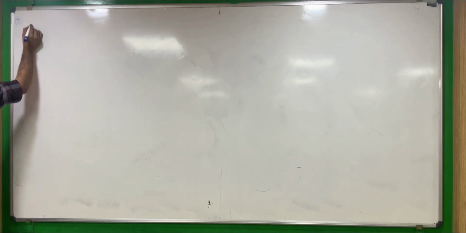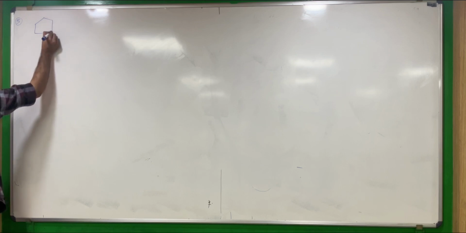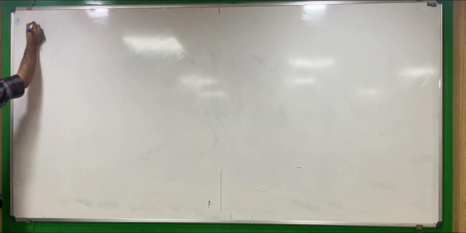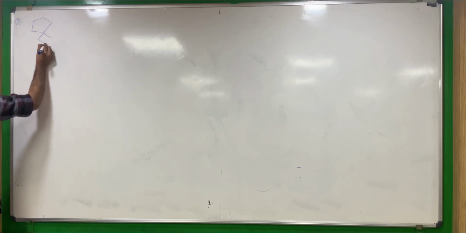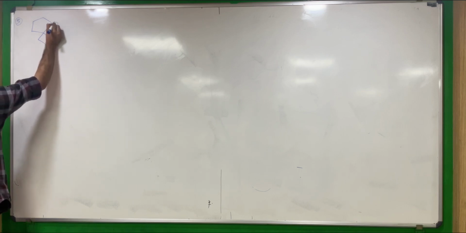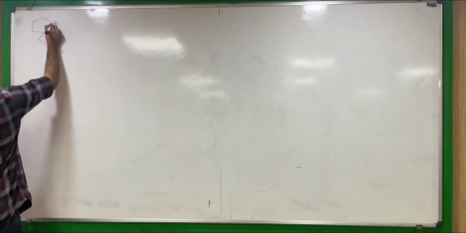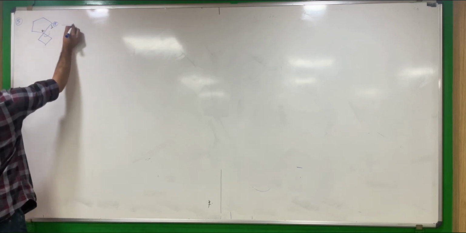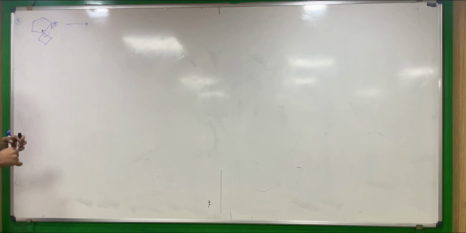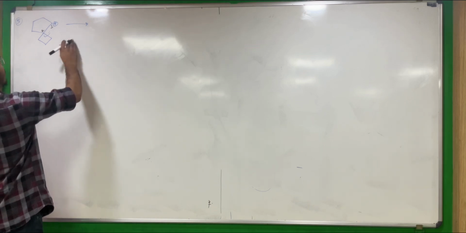Question number 5 in ring expansion. And here the positive charge is present. So what will happen in this case? See, now this is carbon number 1 and this is carbon number 2. So now this will shift. This shift will take place. In this case also ring expansion will take place. This 4-membered ring will expand into a 5-membered ring. So see how this will take place.